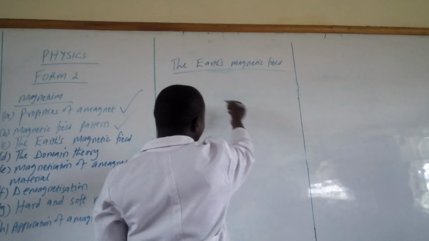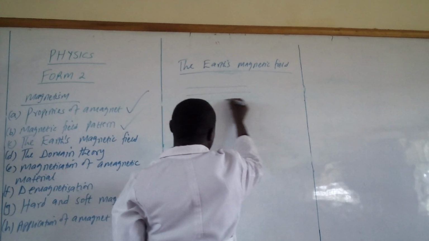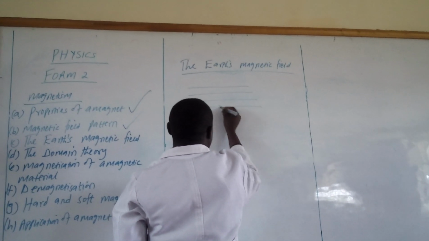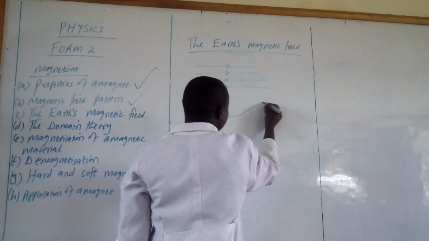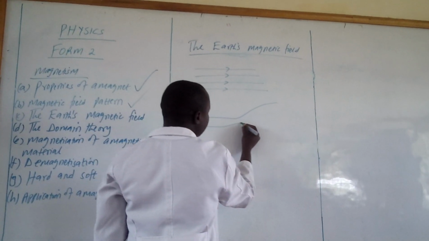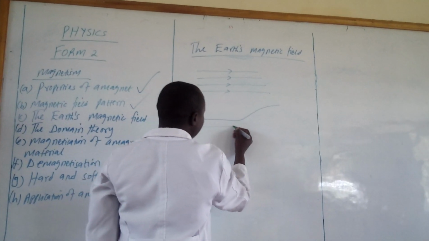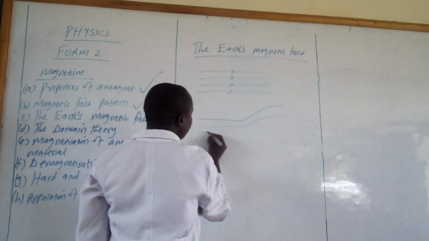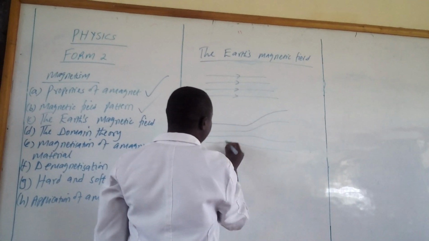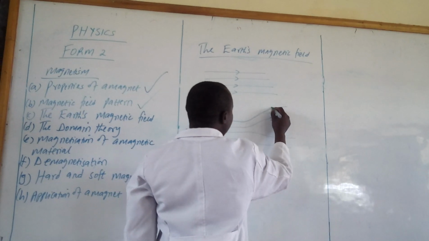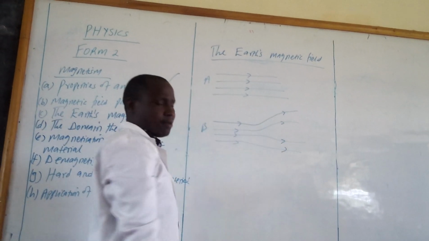Let's say we have the magnetic field like this. This one is the magnetic field. And we have the different magnetic field. We have this magnetic field. So when you see this one, this A and B, they are different magnetic fields.